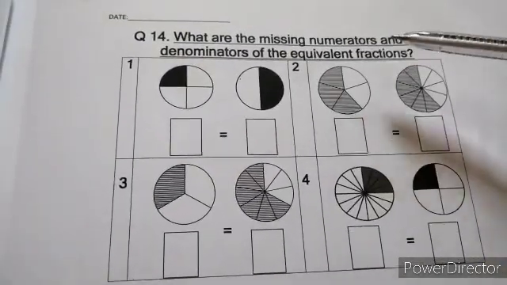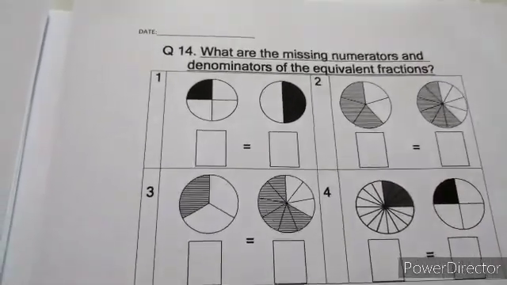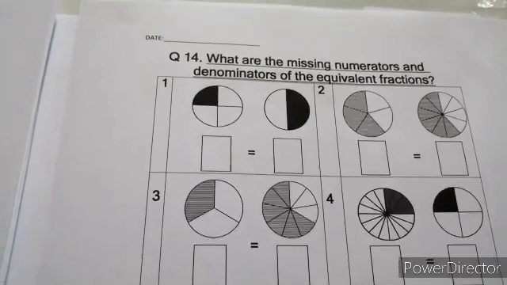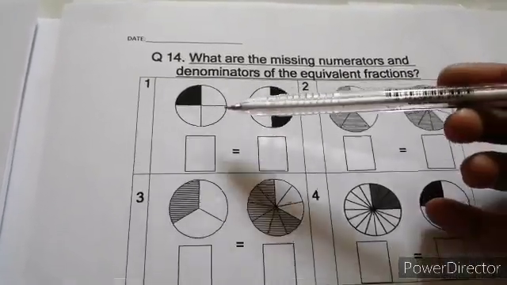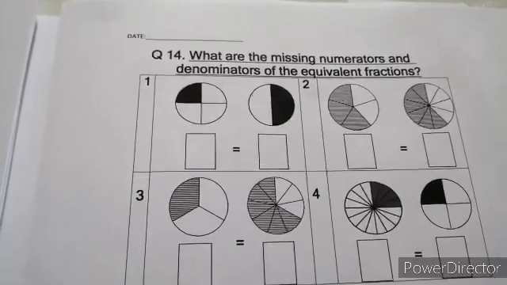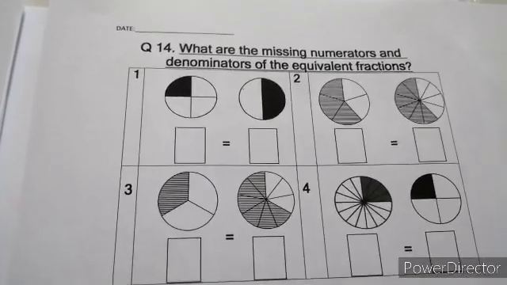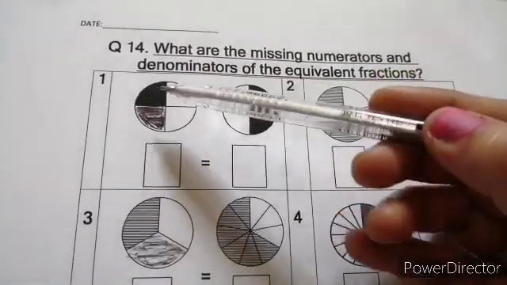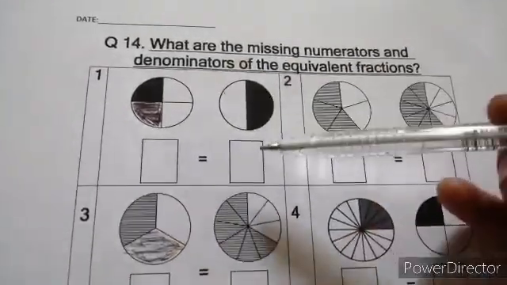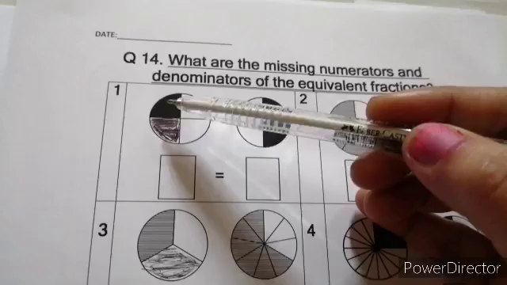What are the missing numerators and denominators of the equivalent fractions? What are equivalent fractions? Do you remember? Equivalent fractions are fractions which have different numerators, different denominators, but the value will be same. Their value will be same. So first we have to write the fractions for both, and then we will find that both the fractions are equivalent. The value is same.